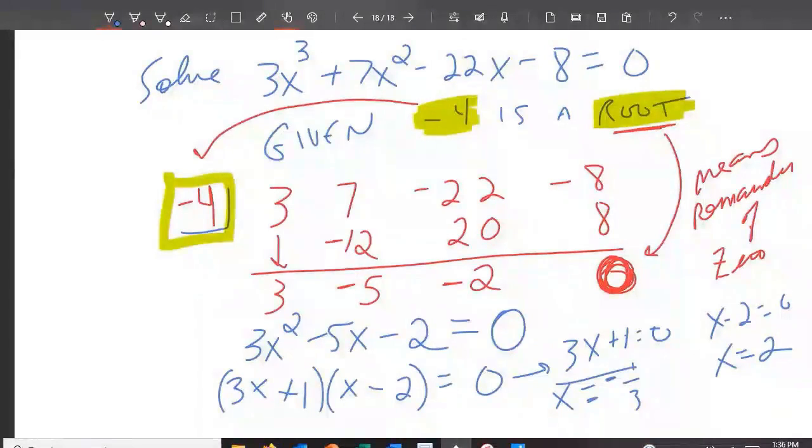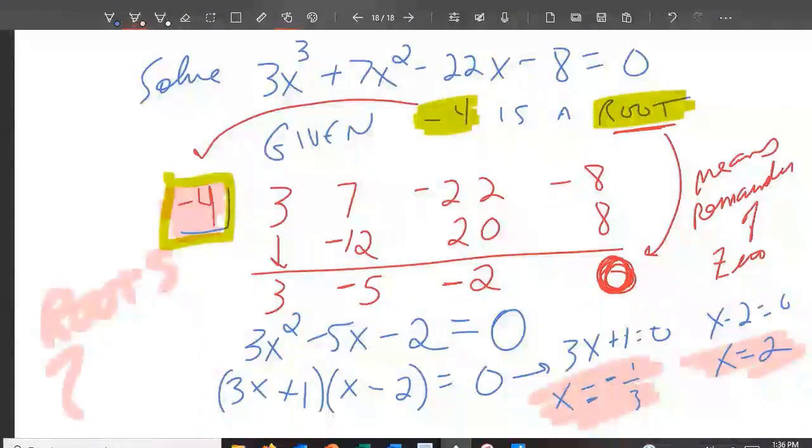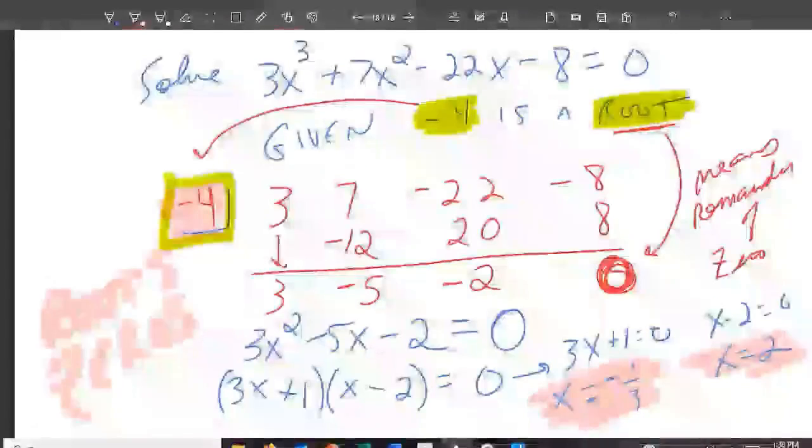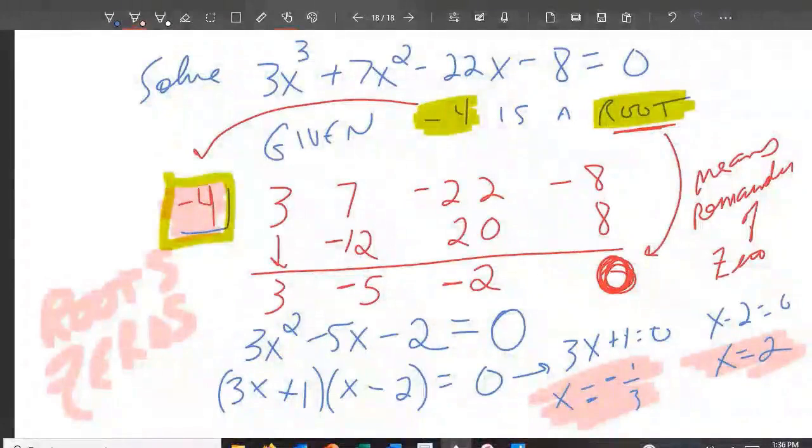Now we go back to what I said. This and this are all roots. And they're also called zeros. And they're also called solutions. So you've done the bottom part before. Now we're getting an extra step where we're solving higher order polynomials.